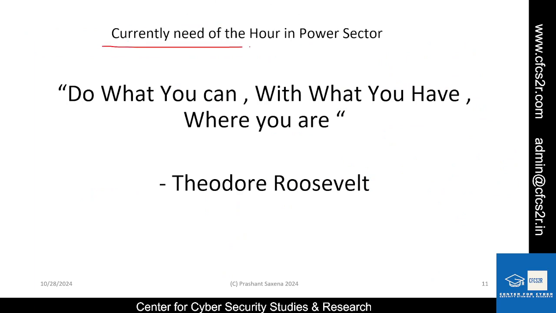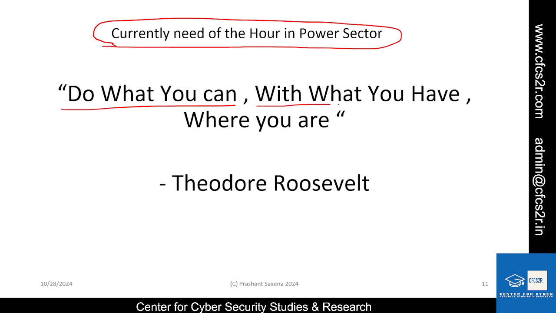What is the current need of the hour in the power sector? This is the real scenario when we talk about the power sector. "Do what you can with what you have and where you are." These are the words of Theodore Roosevelt. He said don't wait for someone to help you. Start the initial task, and then there will definitely be someone to help you out. So do what you can, the best efforts you can.